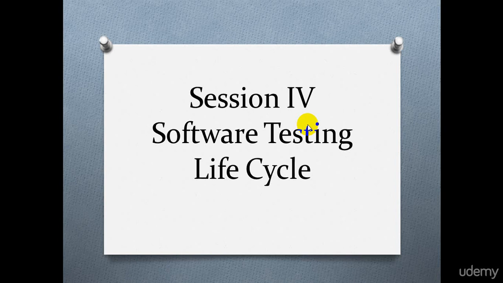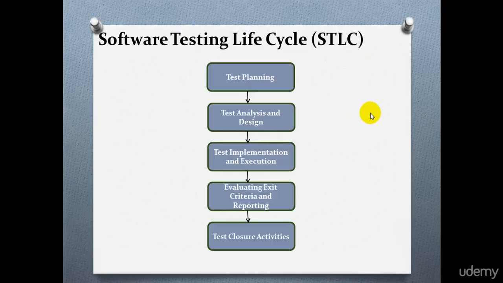In this session, we are learning software testing lifecycle. Software testing lifecycle, STLC, is a set of phases that includes different activities to be performed as part of testing. The phases of the STLC interact with every stage of the software lifecycle. There are 5 phases in the STLC.